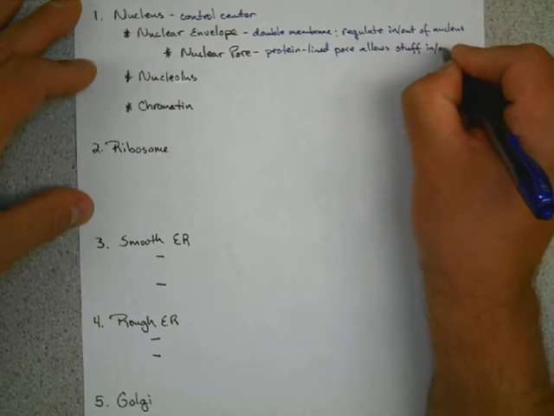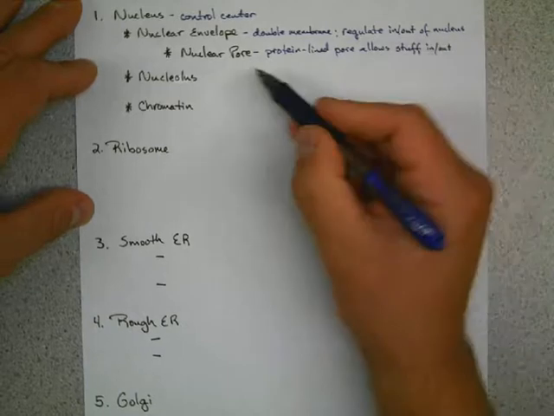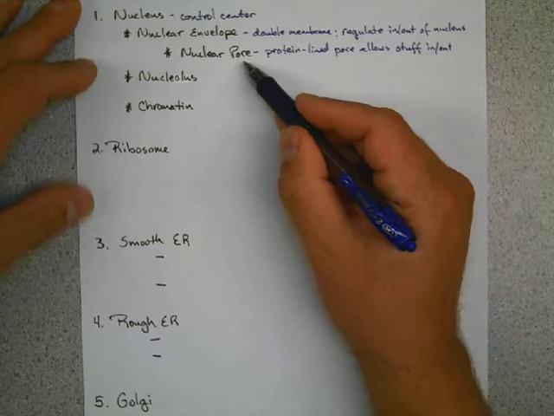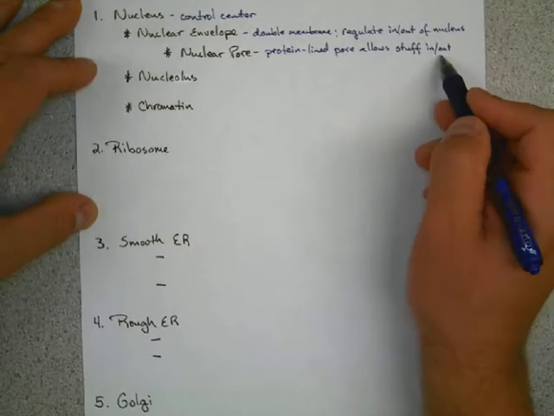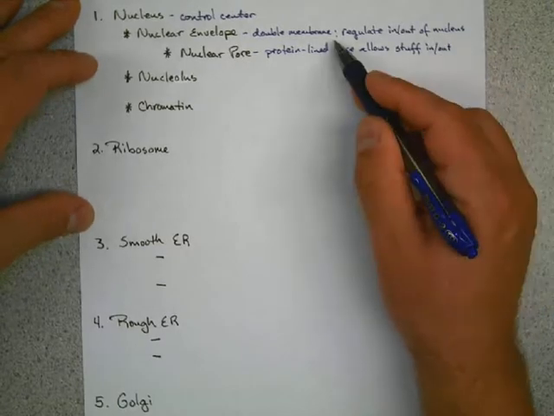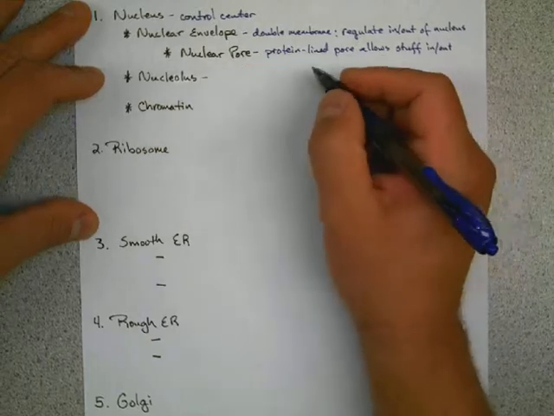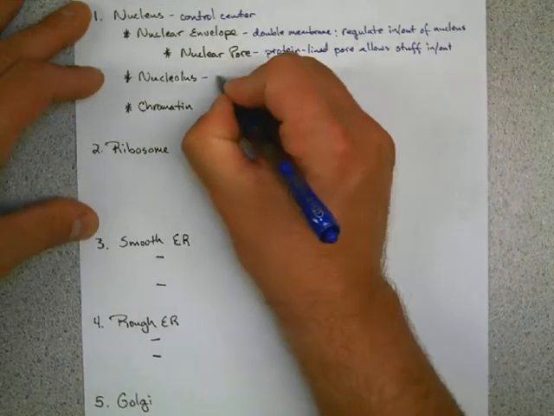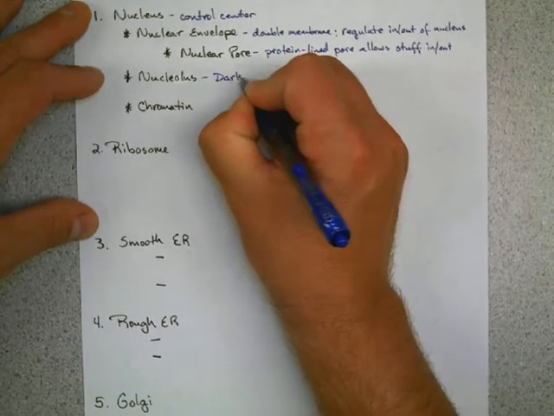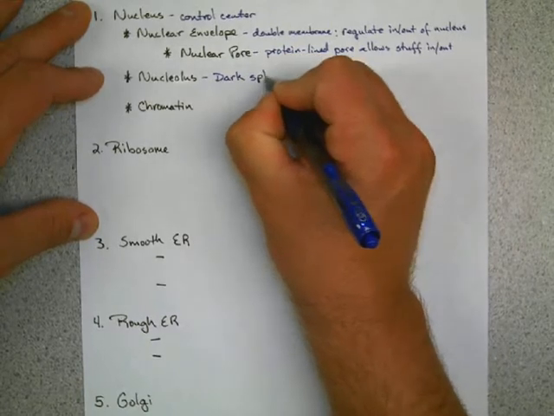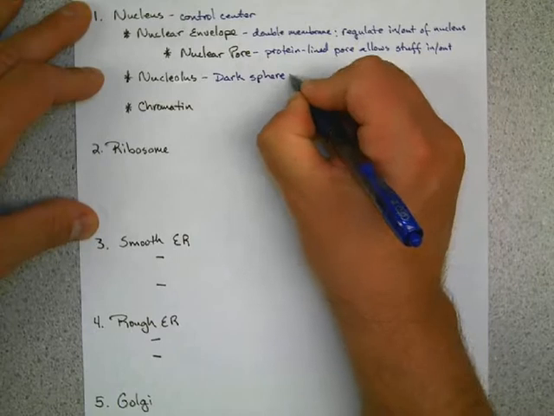The next structure that we're going to find inside a nucleus would be the nucleolus. This is a dark region, pretty much like a dark sphere. And what it does is it makes the ribosomes. And we'll talk about the ribosomes here in just a moment.